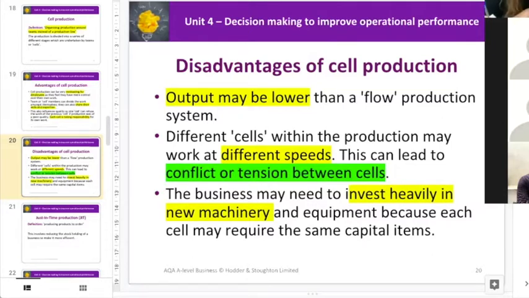The last drawback is that the company might need to invest a lot of money on equipment, because some cells tell me, oh, they have 8 machines, but we only have 6. Can you make sure we also have 8 in our cell? So there will be conflicts, there will be tension. Also, every cell will ask for the same thing in their production, so the company might need to invest a little bit more.